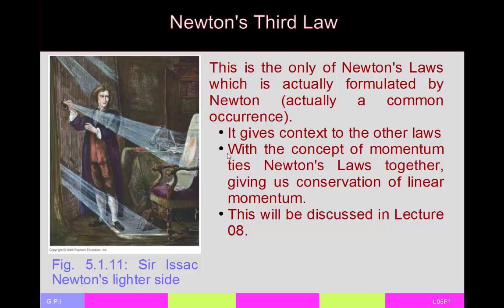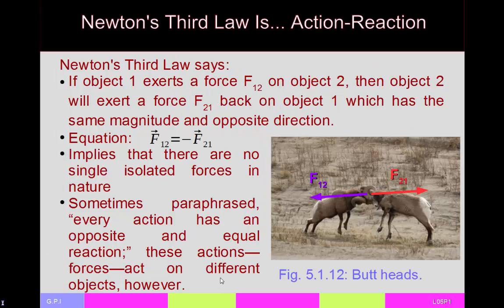We will discuss the concept of momentum in a future lecture, but once that's introduced and put together with Newton's third law, this basically will tie all of Newton's laws together, and what they tie together with is what's called conservation of linear momentum. So again, we'll discuss that in a future lecture. Newton's third law is the law that some people call the action-reaction law. It basically says that if one object, let's say a ram, decides to exert a force on another object, maybe another ram, then the force that one of the rams is exerting on the other is going to be equal to the other's force exerted back on the first.